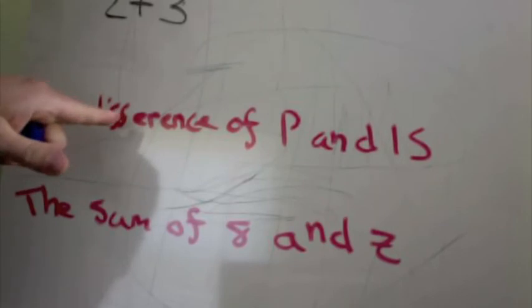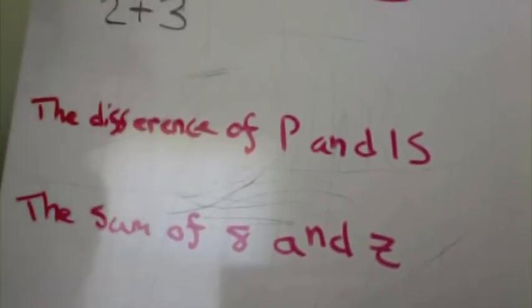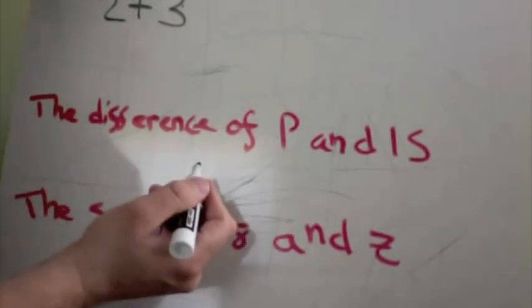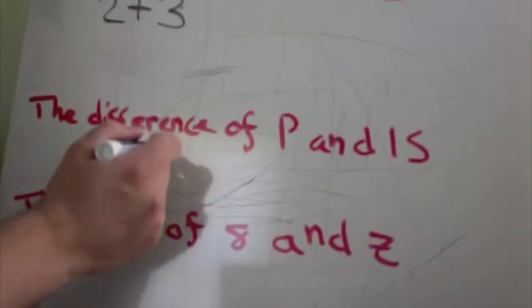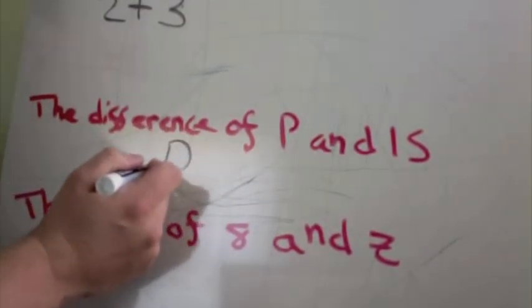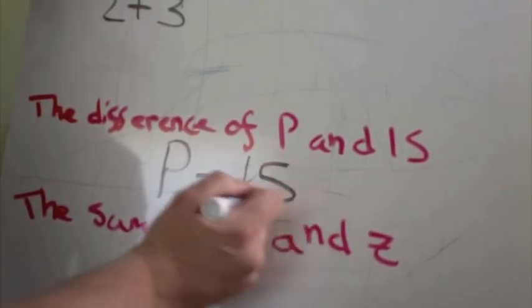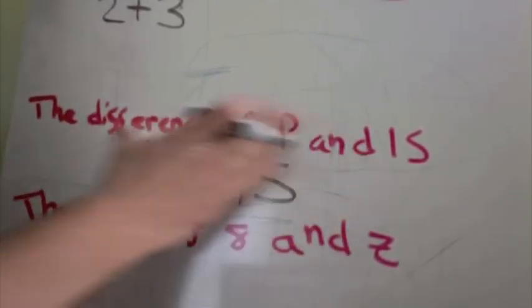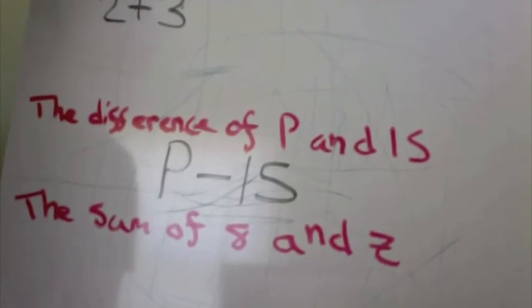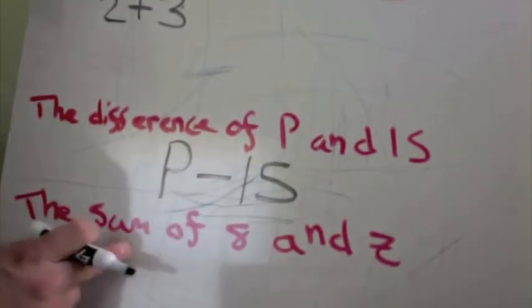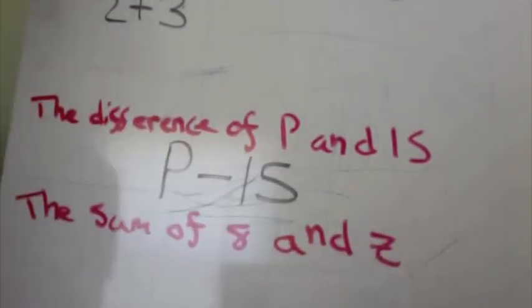Here, the difference of p and 15. So that's simply saying the difference of p and 15. So we're taking p, and what does difference mean? It means subtract. So we subtract 15. This is an expression, p minus 15. I don't have it equaling anything, just p minus 15. Now under here I say the sum of 8 and z.